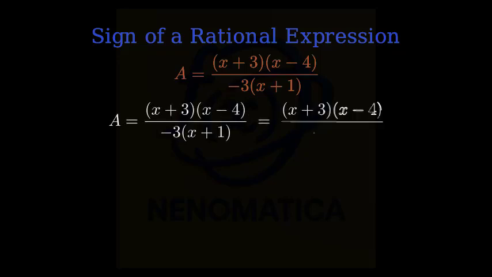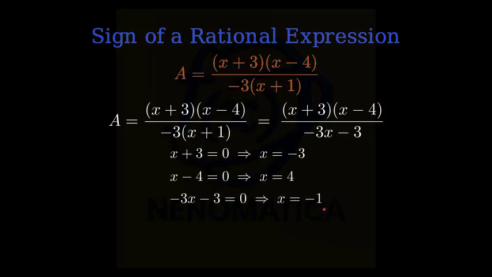Step 1. Rewrite. We can also view the denominator as negative 3x minus 3. This does not change the value, but it lets us list linear factors clearly. Step 2. Critical numbers. Set each linear factor equal to 0. From x plus 3 equals 0, we get x equals negative 3. From x minus 4 equals 0, we get x equals 4. From negative 3 times (x plus 1) equals 0, we get x equals negative 1. Because that factor is in the denominator, x equals negative 1 is excluded from the domain.